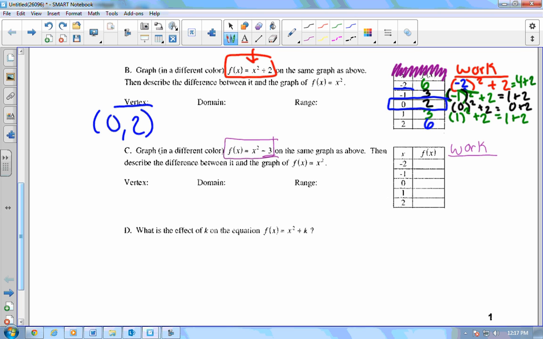So we're going to put parentheses squared minus 3. Because there's an x, we put parentheses wherever we're plugging in. Minus 3. Everyone should be doing this work.